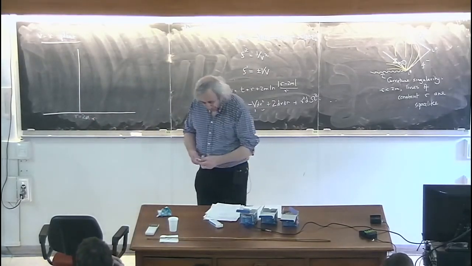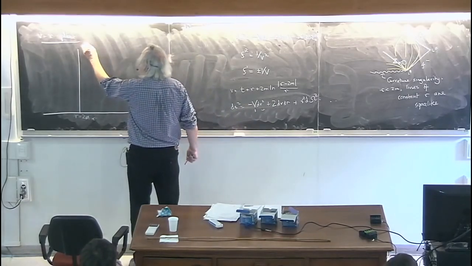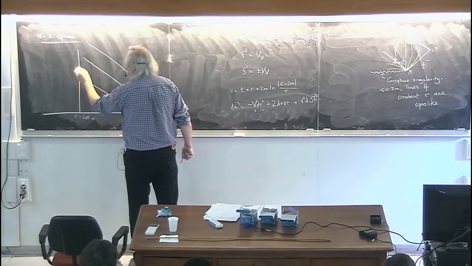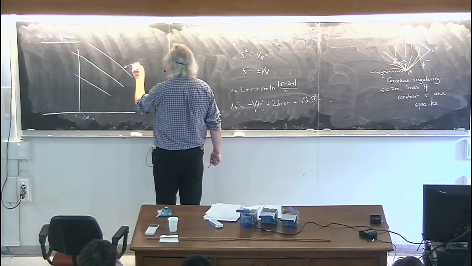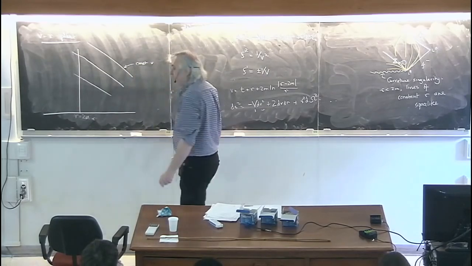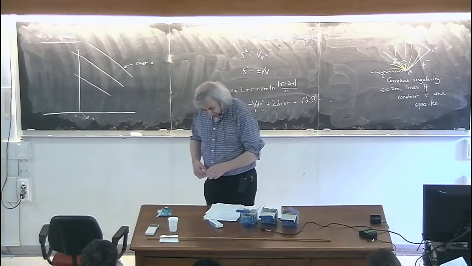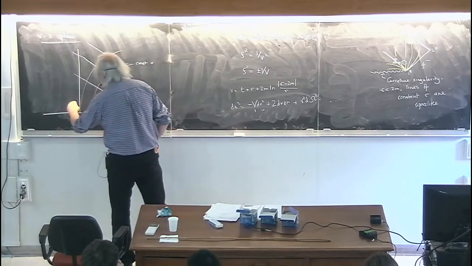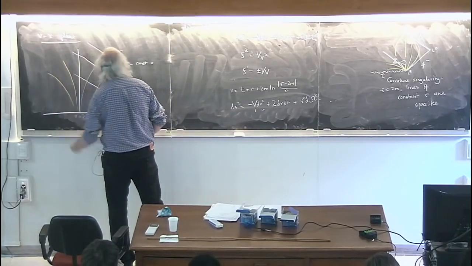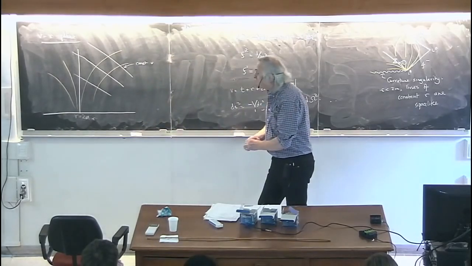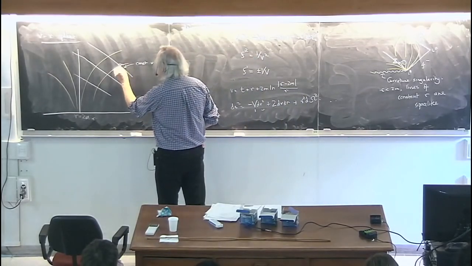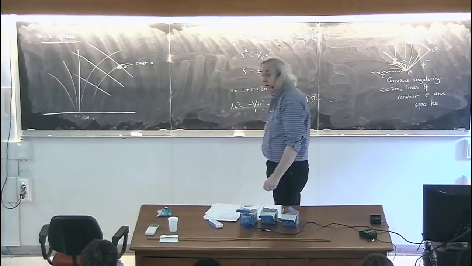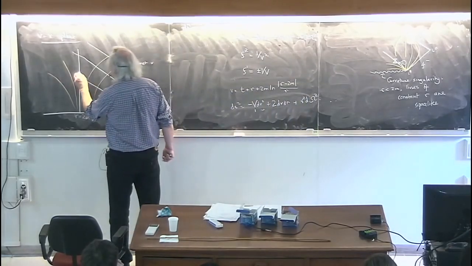Well, let's draw lines of constant v first. It's kind of easier. Lines of constant v will look like this. Lines of constant r will look something like this. The light cones out near infinity will look something like this. But as you get close to r equals 2m, you can see that the light cones will look something like this.